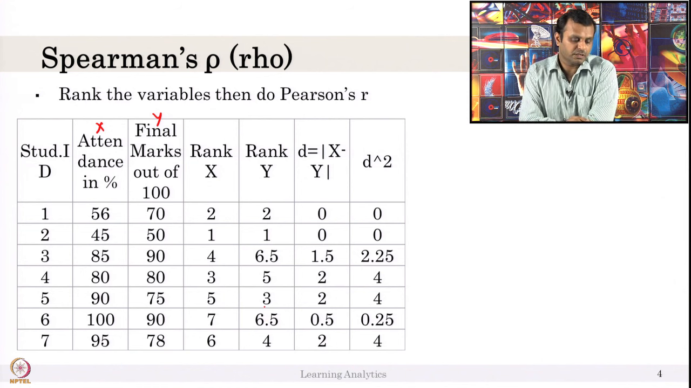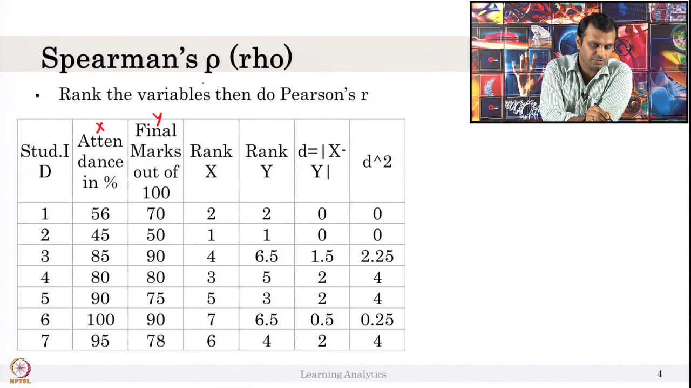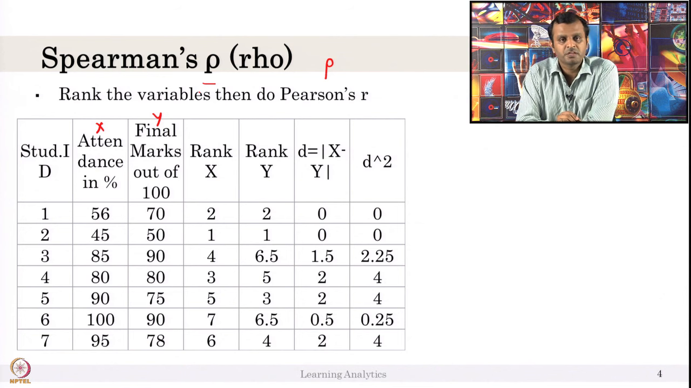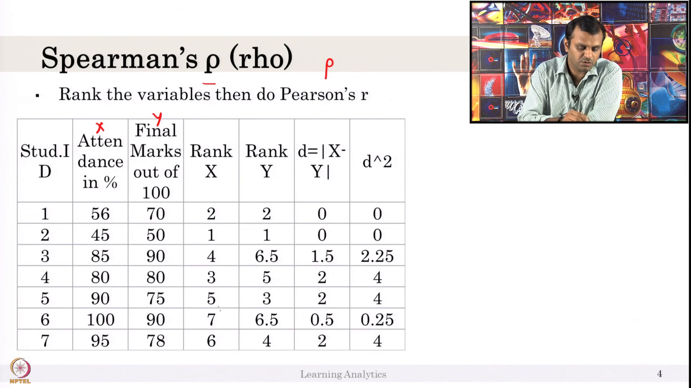Since we have ranked the variables, if you compute Pearson's r on these ranks, that gives you Spearman's rho. The symbol is Spearman's rho. Since I used a different font, it looks like that, otherwise it is just a rho, there is no line below it. Spearman's rho is computed as Pearson's r on the ranks of the variables. So it's simple.